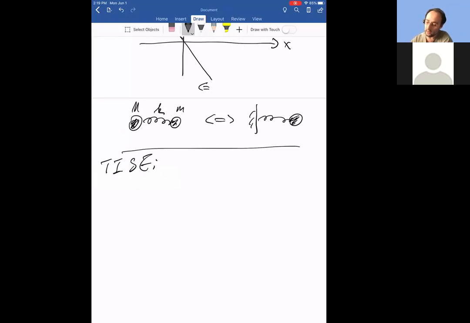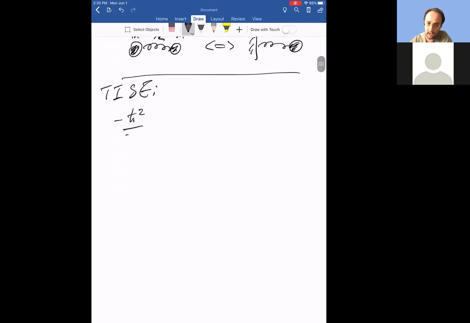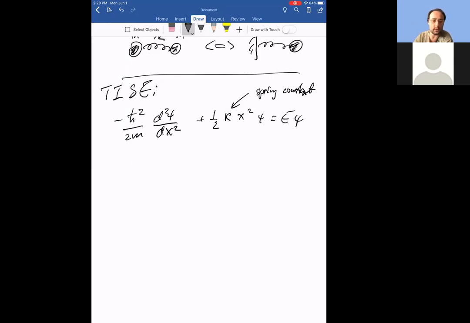So the time-independent Schrodinger's equation for the little psi reads minus h bar squared over 2m d squared psi dx squared plus 1/2 kappa x squared psi equals E psi. You know what, let me use script kappa for spring constant, because we use k often for wave number. Okay, so this is what a time-independent Schrodinger's equation looks like.